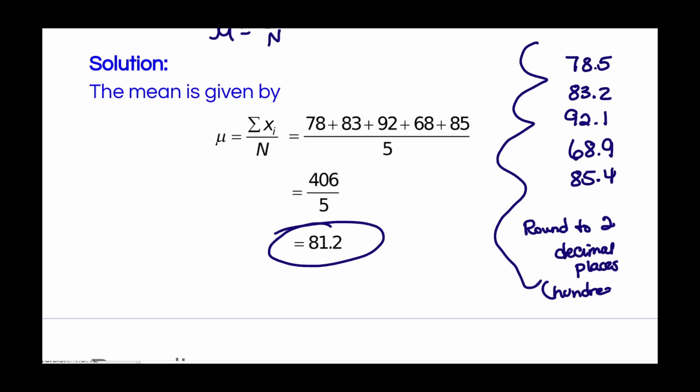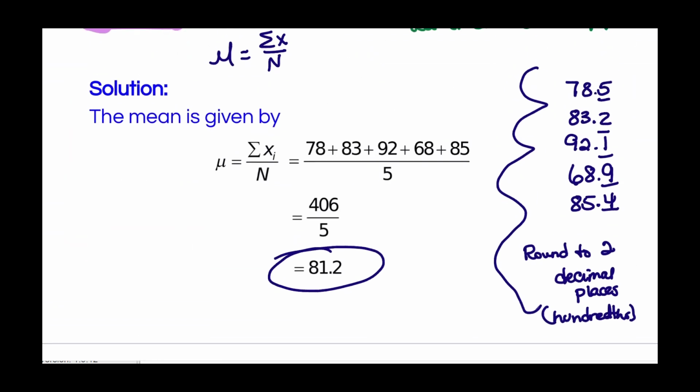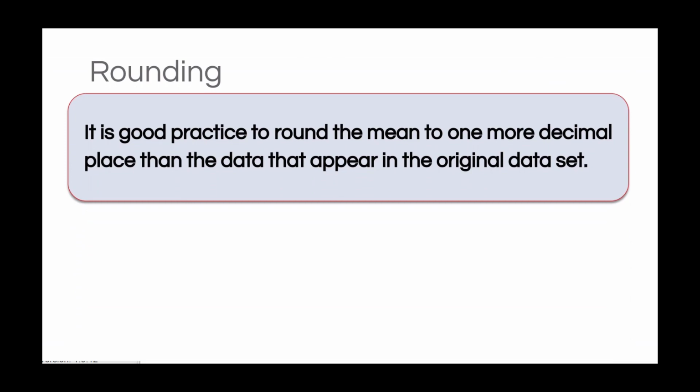And the reason is because each of the numbers in your data set go out 1 decimal place, and so again, the rule is to go out 1 more than what's in the data set. So if they're all going out 1, you round to 2. If they're all going out 2, you round to 3, so on and so forth. So that's the rules for rounding for mean specifically. So this is when we're rounding the mean. This is the rule for that.